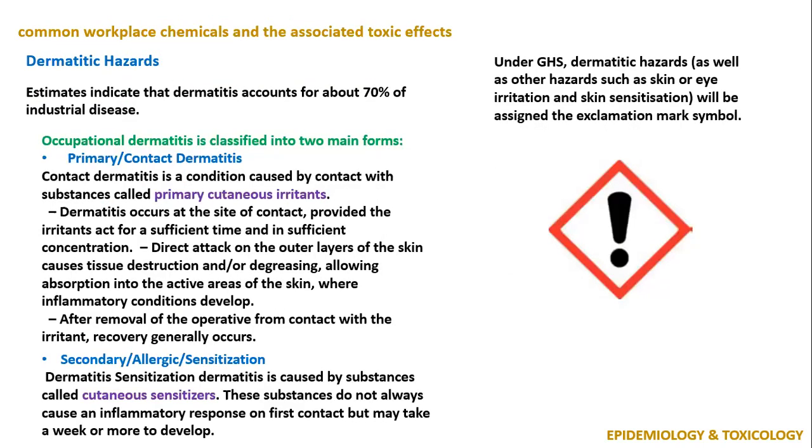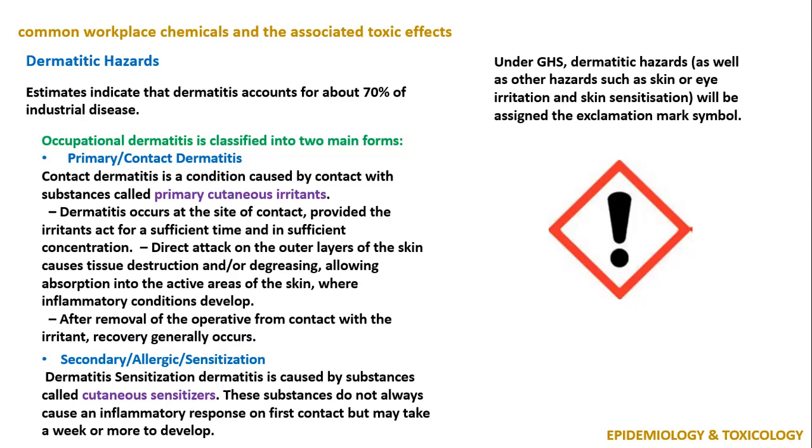So, the next category is the dermatitic hazard. The dermatitic hazard accounts for about 70% of industrial diseases. Occupational dermatitis can be classified into two main forms, that is primary contact dermatitis and secondary, or allergic, or sensitization. The primary contact dermatitis is the condition caused by contact with substances called primary cutaneous irritants. Dermatitis occurs at the site of contact, provided the irritant acts for a sufficient time and in sufficient concentration.